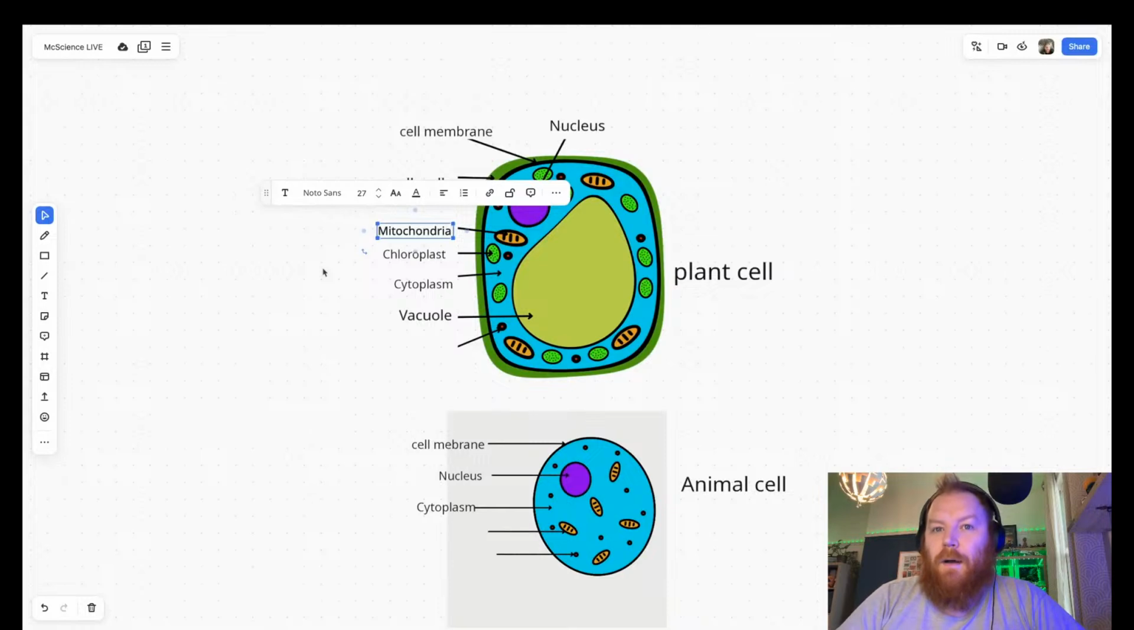Now, when we're looking at our organelles, so as we've said, the nucleus controls the cell.